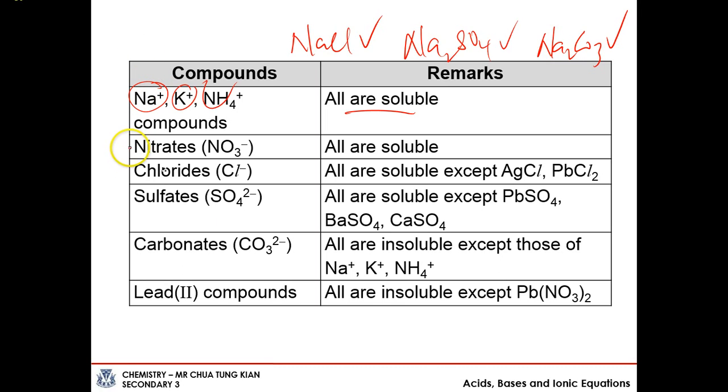All nitrates are soluble. So if I have NaNO3, soluble, if I have CaNO3, it is also soluble. Chlorides are all soluble except these two, silver chloride and lead 2 chloride. This is actually a white precipitate, and this is also a white precipitate. Sulfates are all soluble except these 3. Carbonates all except this. If you notice, this is the same as this, because so long as you have Na plus, K plus, ammonium present, you will be soluble.